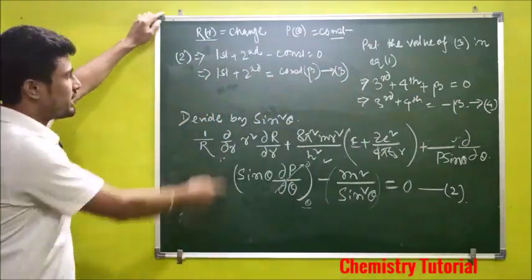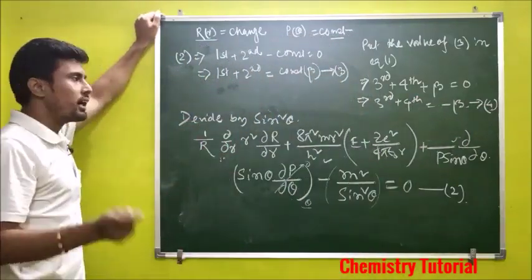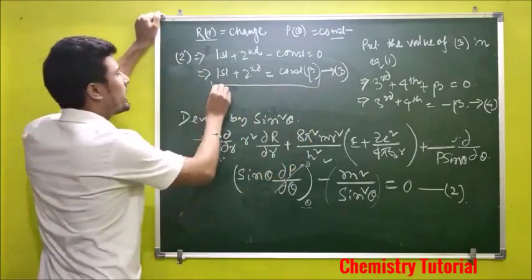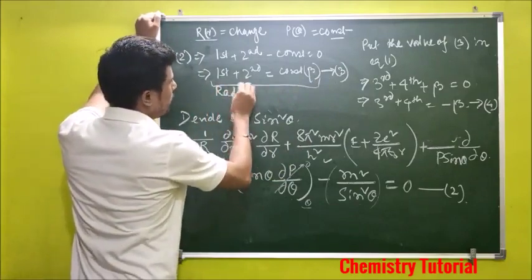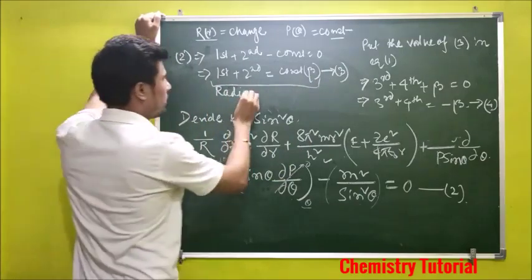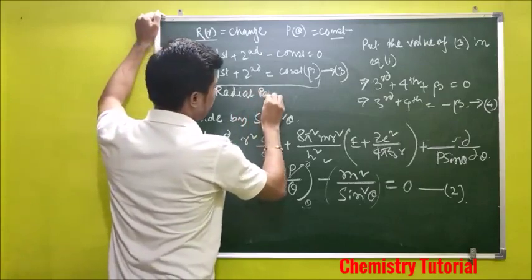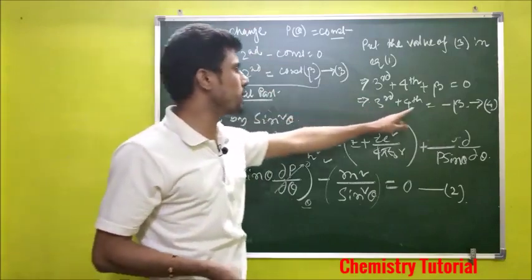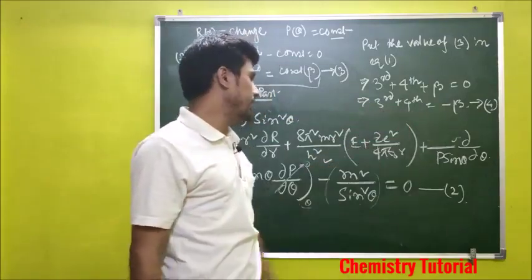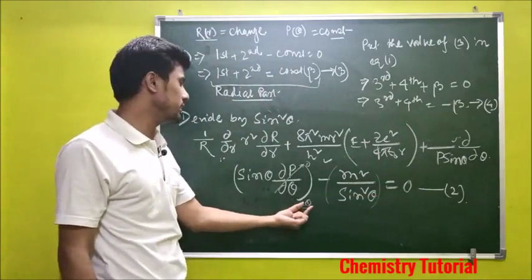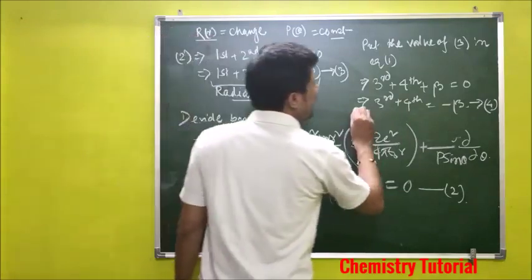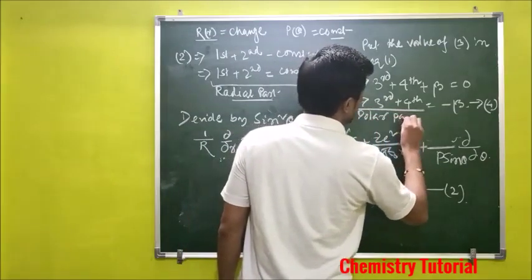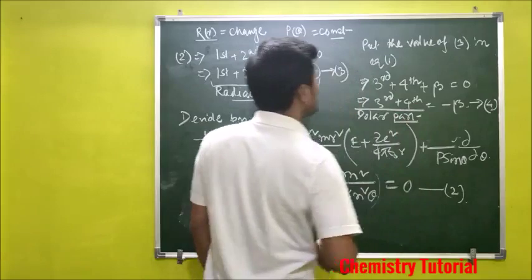If you see this first term and second term, they only depend upon r. So this equation number 3 is called the radial equation. I am not writing the first part and the second part in the equation. This is called the radial equation, or radial part of the Schrodinger equation of hydrogen atom. Whereas the third part and the fourth part only depend upon one variable, that is theta, the theta dependent part. So this part is called the polar part of the Schrodinger equation.